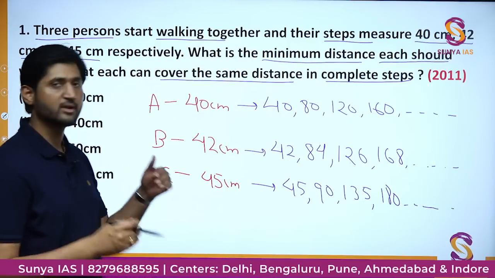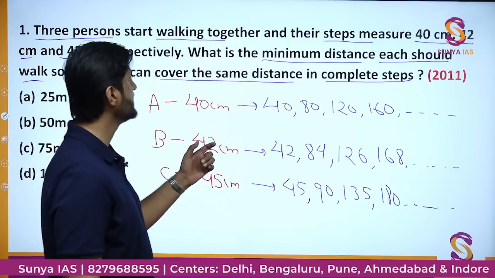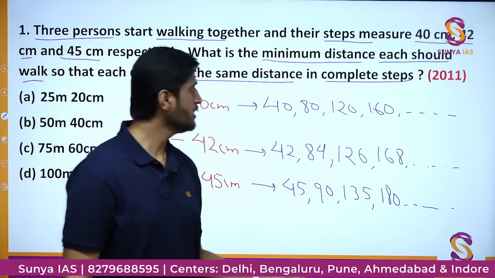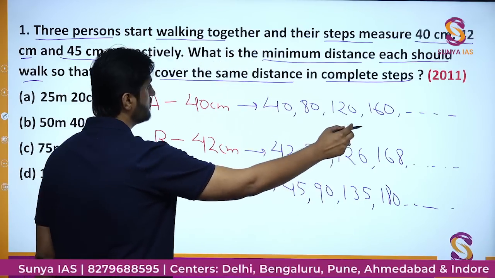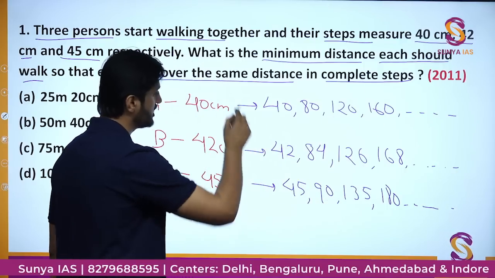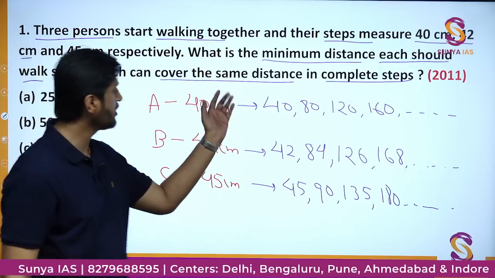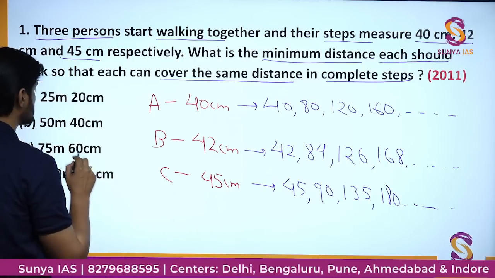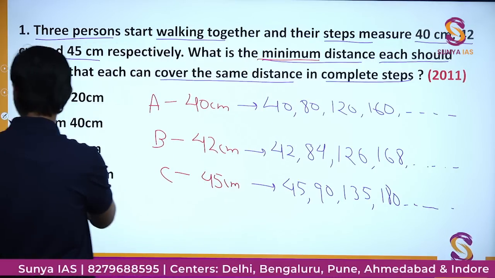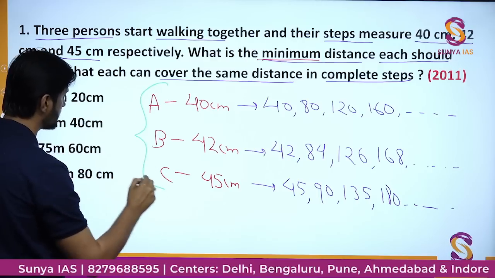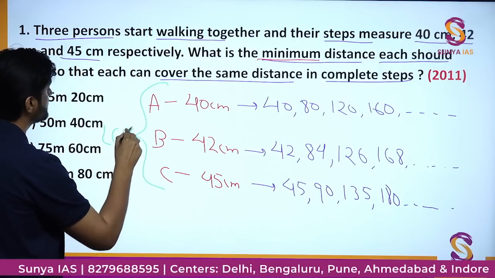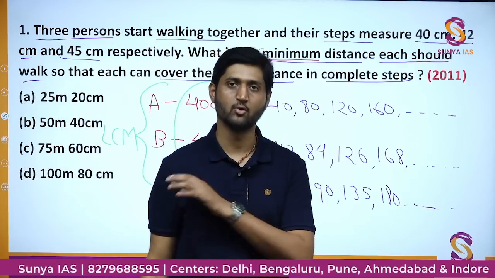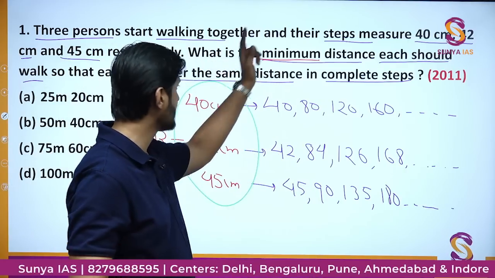Now we want to find the distance in which they complete an equal amount of distance in complete steps. So that number would be just some multiple of all these 3 numbers. So actually we have to find the multiple of 40, 42 and 45, but that multiple should also be the minimum distance. That is, we have to find actually the least common multiple. In this part of the question, we are interested in finding the LCM of these 3 values, and that is what the question is all about. Okay, is the process understood, how we apply LCM in this question?